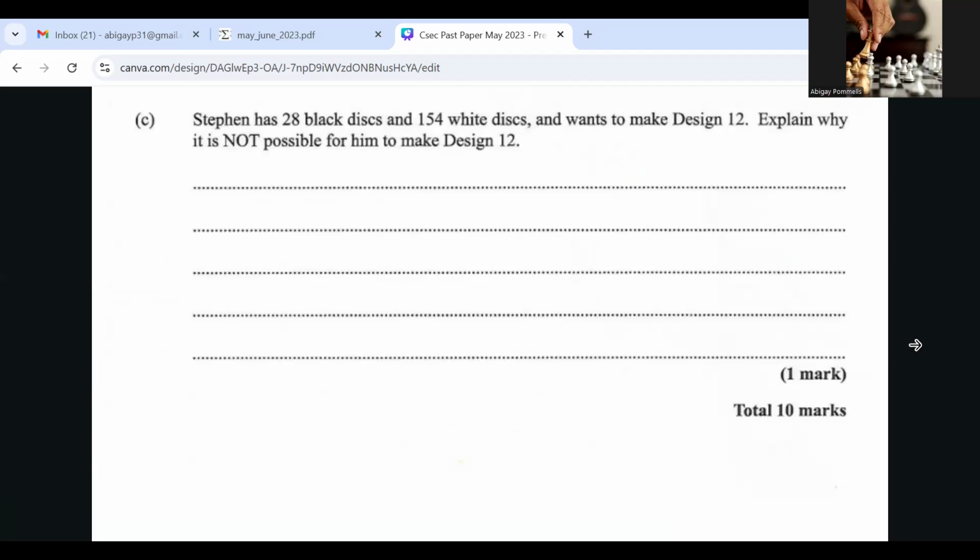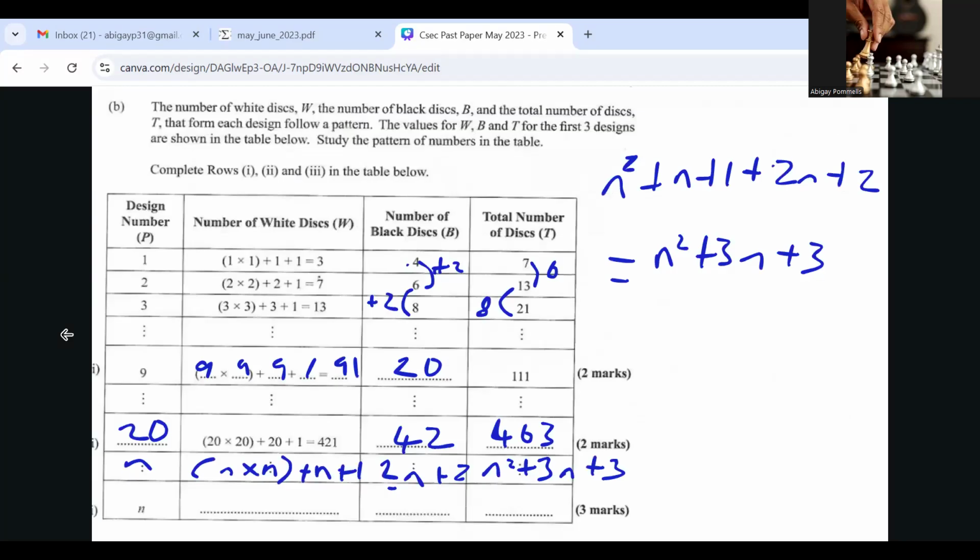We're still on the same thing. So it says Stefan has 28 black discs and 154 white discs and wants to make design 2. Explain why it is not possible for him to make design 2. All right. So design 2. So let us test that theory.